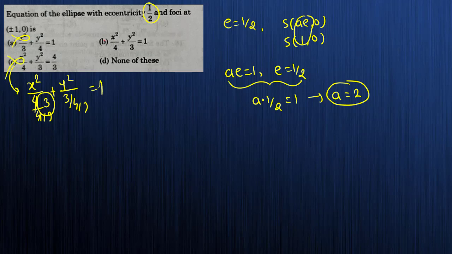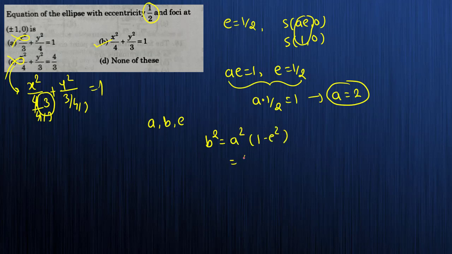Now, whether option B is correct or none of these is correct, we will conclude only after finding the value of b. Okay, then how will you find b? See here, we have a and we also have e. Then we will use the relation between a, b and e, which is nothing but b square is equal to a square into 1 minus e square.